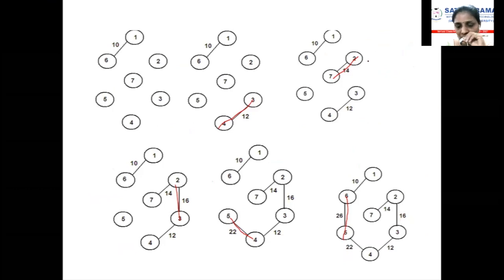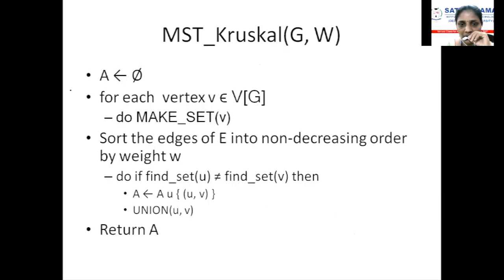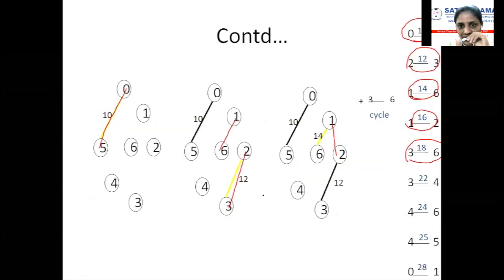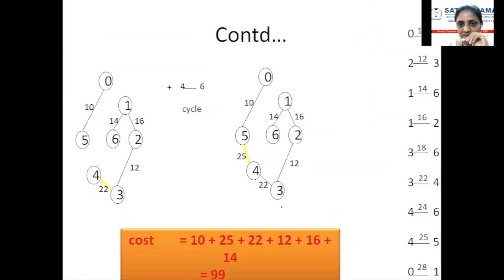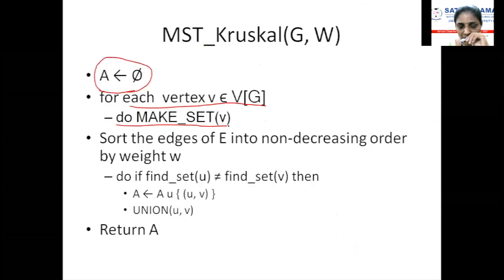Okay, so this is your Kruskal's algorithm. Once you understand the process, we'll go through the algorithm. So this is your algorithm. You start with the output being a null set. Then for each vertex, or each circle, which is available in the graph, you create it as a new set. The first step that we did, we converted everything into individual sets. So this is your step number 1.